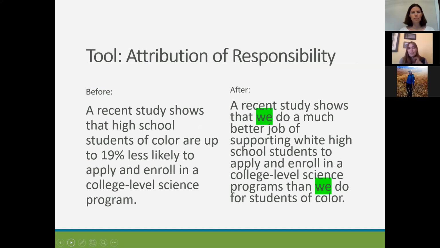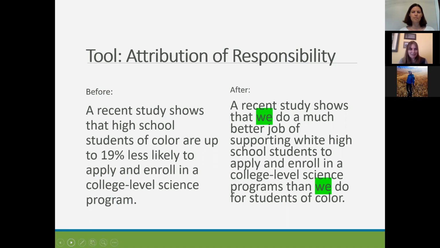And the first statement allows the listener to make up whatever reasons they might think of. We don't know what cultural models might exist in folks' heads. They might be thinking, well, they're not as interested in college level science programs, or students of color might not be as good at science. And we don't want to trigger that kind of thinking. So by switching the type of language, we can really think about how it's about the systems of support we're providing, not about the students themselves. This was something that I know I've done, and I'm definitely on the watch for that now.